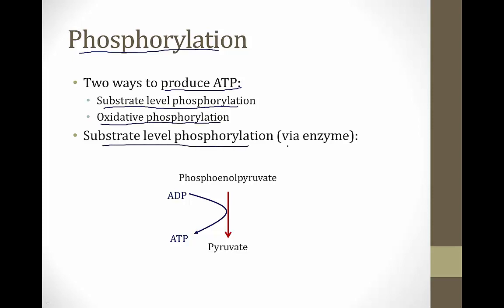Substrate level phosphorylation occurs via an enzyme. Take, for example, this step in glycolysis, where phosphoenolpyruvate is converted to pyruvate. This conversion adds a phosphate group to ADP to create a molecule of ATP. This is called substrate level phosphorylation. You are phosphorylating or adding a phosphate group to the substrate of ADP directly to create a molecule of ATP.